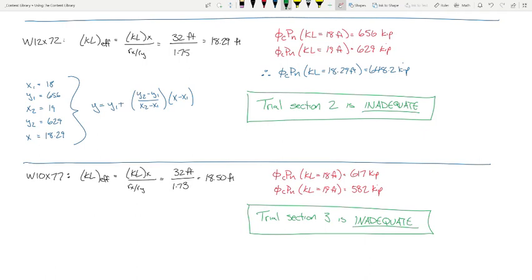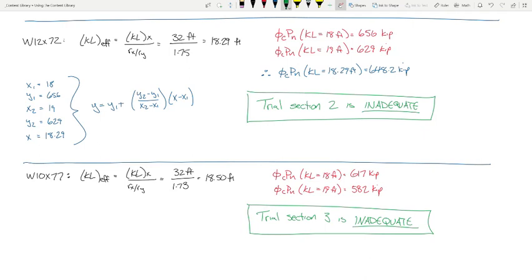But again, as long as you can justify your calcs, that's fine. Okay, but this one's inadequate, right? We know this one's inadequate. So here were our three options, right? Pretty easy choice. This one worked, these two didn't. That's our answer.